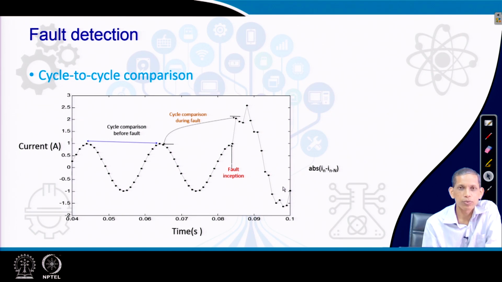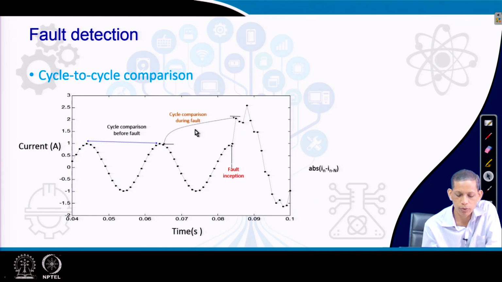Similarly, we know that in a typical power system, let us say a 50 hertz signal, the current maintains its periodicity. So, between the current sample and the sample one cycle earlier, the value would be the same in a normal situation. That leads to I n minus I n minus N, where capital N corresponds to one cycle of period. So, the difference from the value one cycle earlier should be 0 or very near to 0.